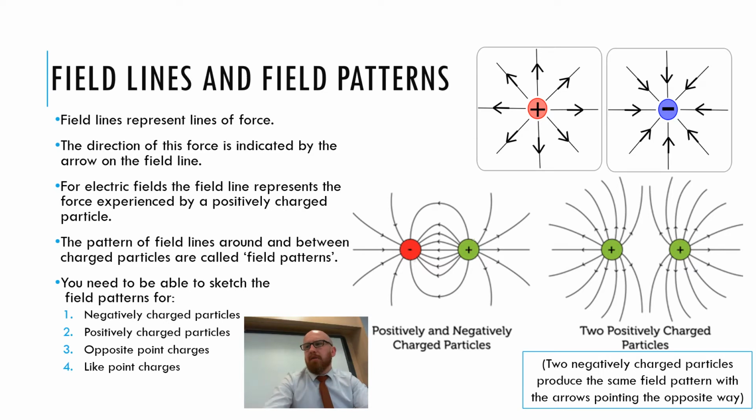And you need to be familiar with what it looks like when they're alike. So the 2 positives there, you see the arrows for the positive are going away, but they don't touch, they don't line up, and there's no field lines going between them. If it's 2 negative charges, same field lines, but the arrows will be facing the other way. So you need to be familiar with all 4 of these.